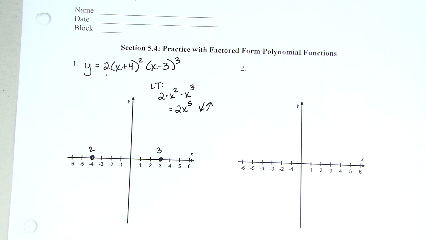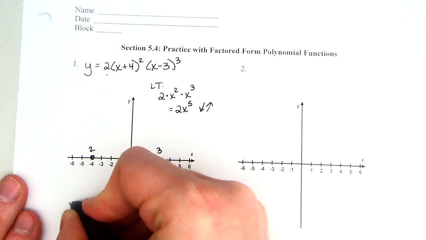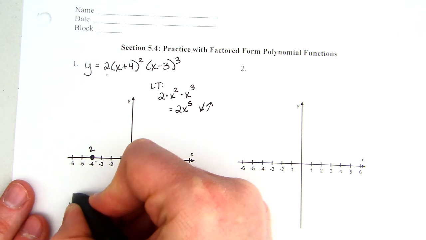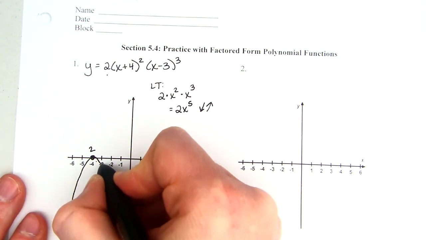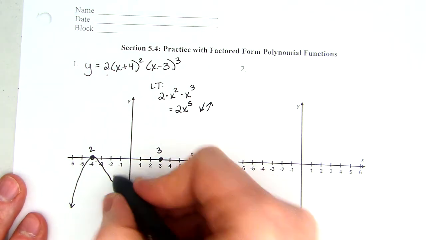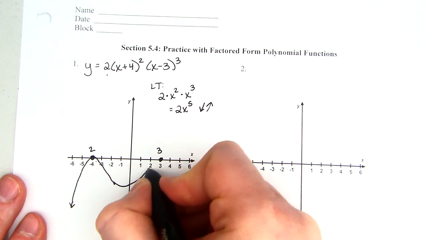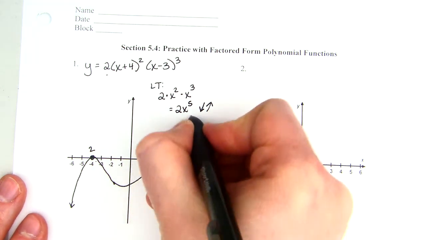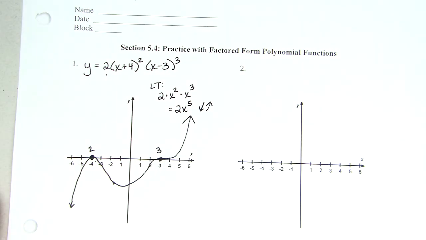See if you can graph this. I'm going to start down. Because of the 2, I'm going to go up and bounce off it like a parabola. Because of the 3, I'm then going to flatten like a cubic function, go through, and it'll look like that.